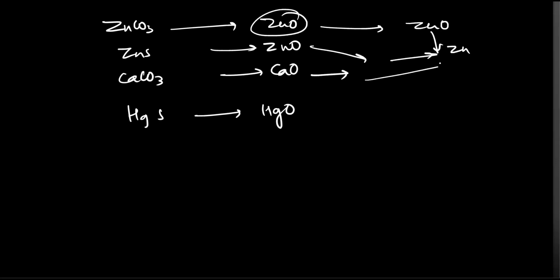Then calcium oxide needs to be converted into calcium. How can we convert it? This is called reduction. So how do we do the reduction? Let's discuss reduction. Reduction means removal of oxygen. Understood?